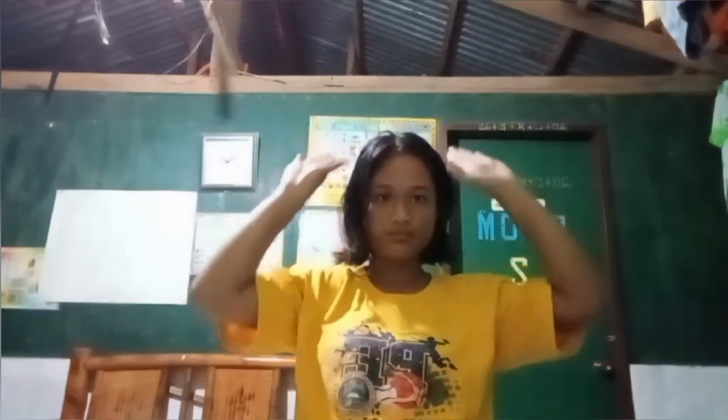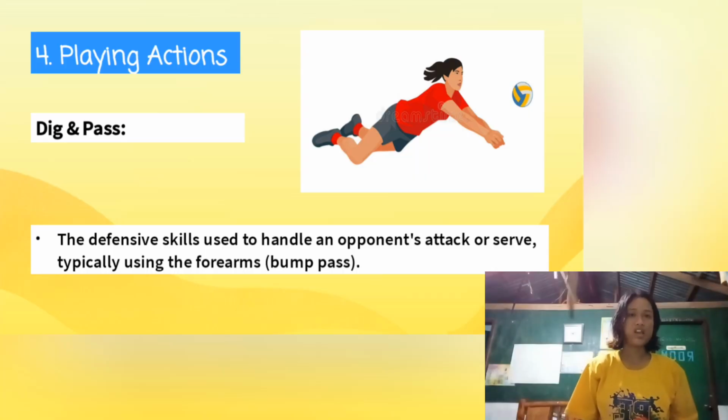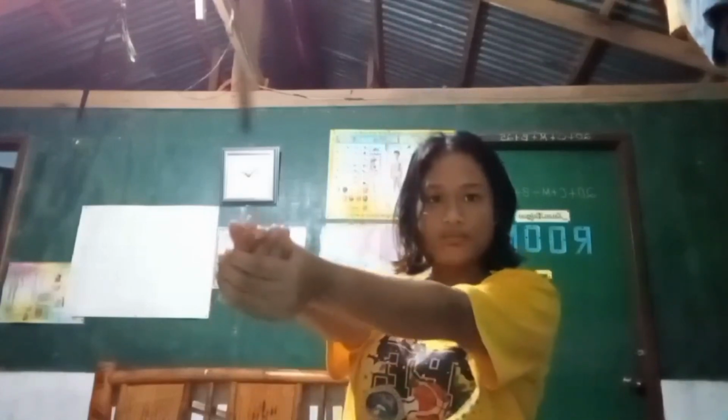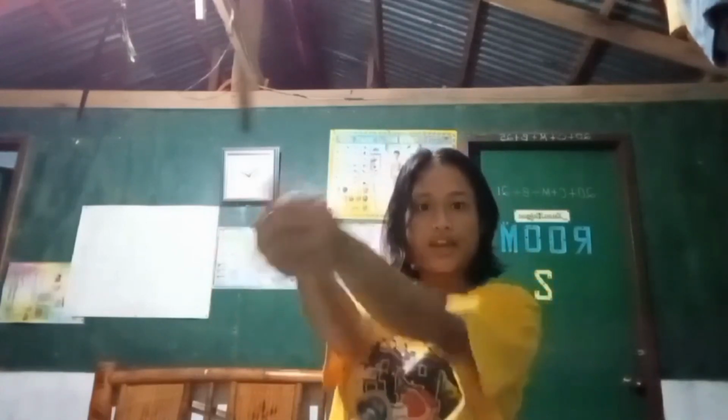Now, digging and passing. These are defensive skills used to receive the ball, especially after a serve or a spike. These skills are usually done using the forearms, also called bump pass. A good dig or pass helps keep the ball in play and allows the team to set up and attack. Digging and passing is like this.